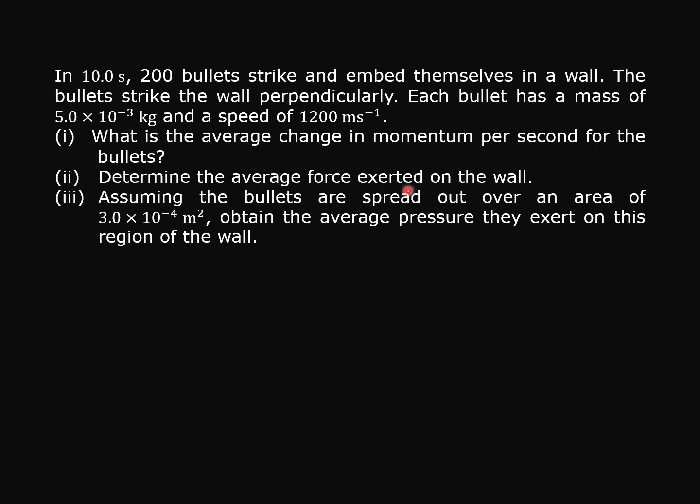Determine the average force exerted on the wall. Assume the bullets are spread out over an area of 3.0 times 10 to the power of -4 meters squared. Obtain the average pressure they exert on these regions of the wall.